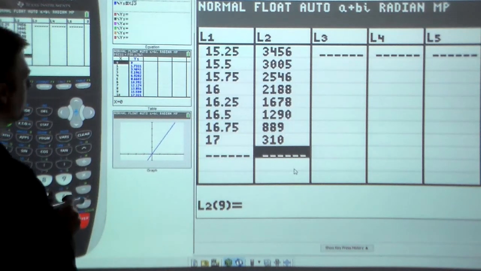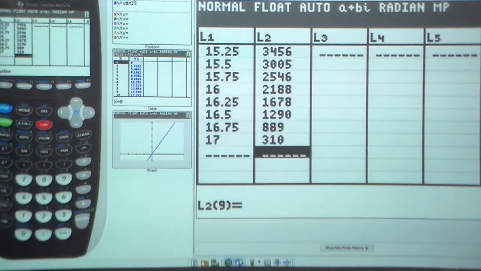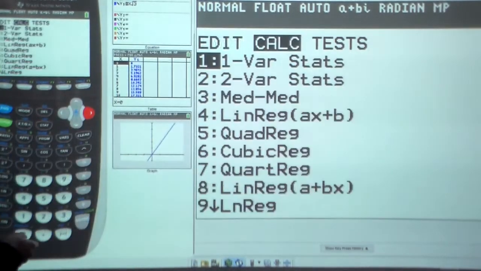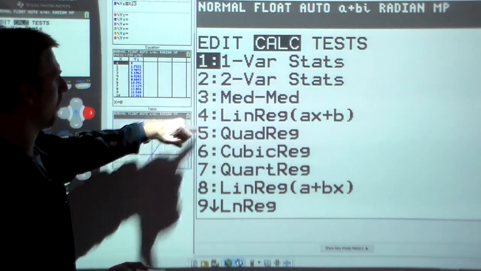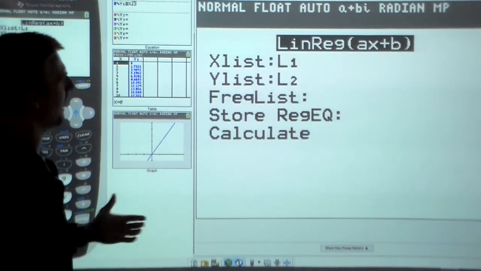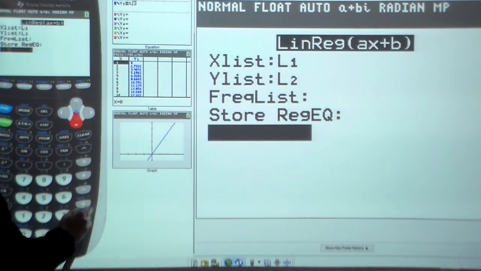Once you've got those in there, you did all this in Algebra 2, so it's kind of a review here. You go to Stat. Now you're going to go over to Calc. You're going to pick number 4, which is line of regression. And there's a lot of options here that you can change. We're not going to change any of them. We're just going to go straight down to Calculate.